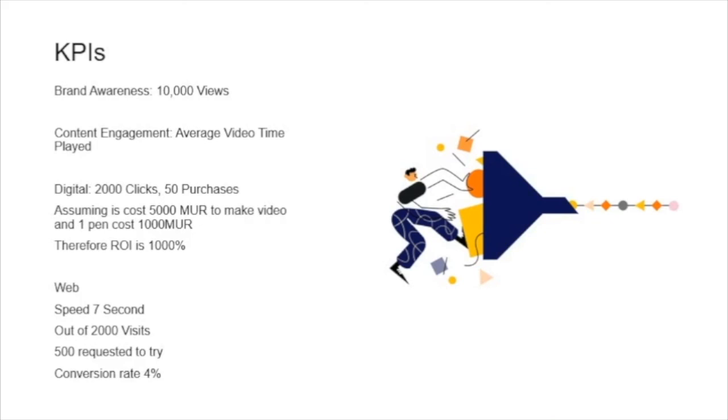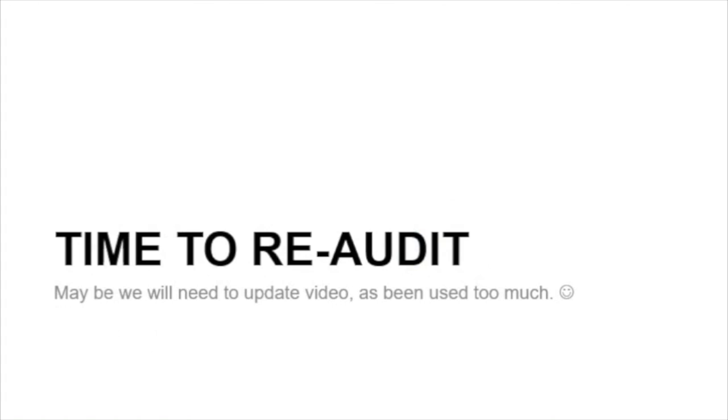And then the last, you want to set KPIs also for the web experience. So the landing page is great. The speed is less than 7 seconds. It can be improved, obviously. Out of the 2,000 visits, 500 requested to try it. So you have a good conversion rate of 4% over industry average. And then once you finish that, it's always good to re-audit and reassess and improve upon. That's the purpose of this whole online marketing strategy.